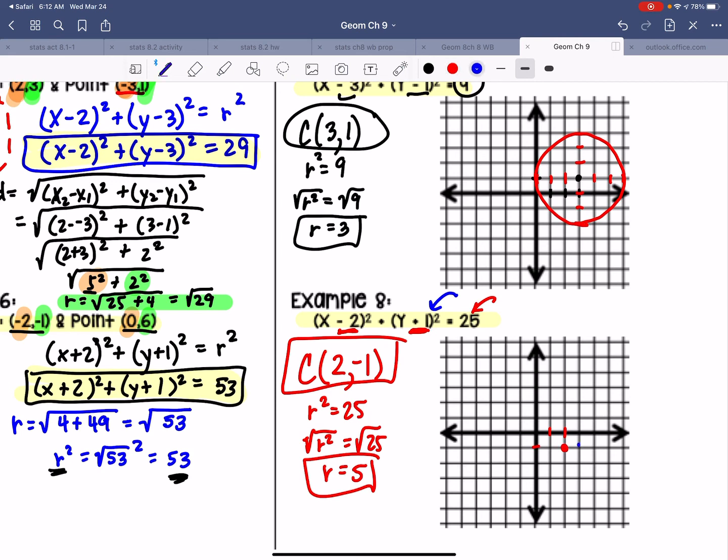So I'm going to go 5 to the right, 5 to the left, 1, 2, 3, 4, 5, and 1, 2, 3, 4, 5 up and down. There you go, right?